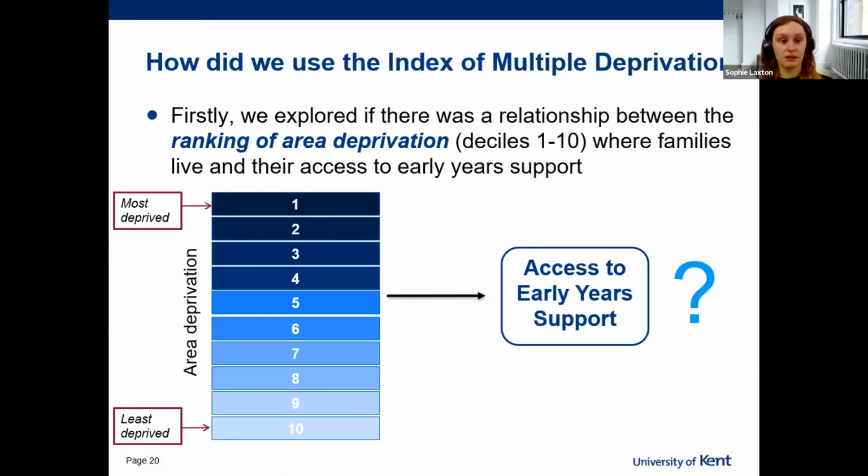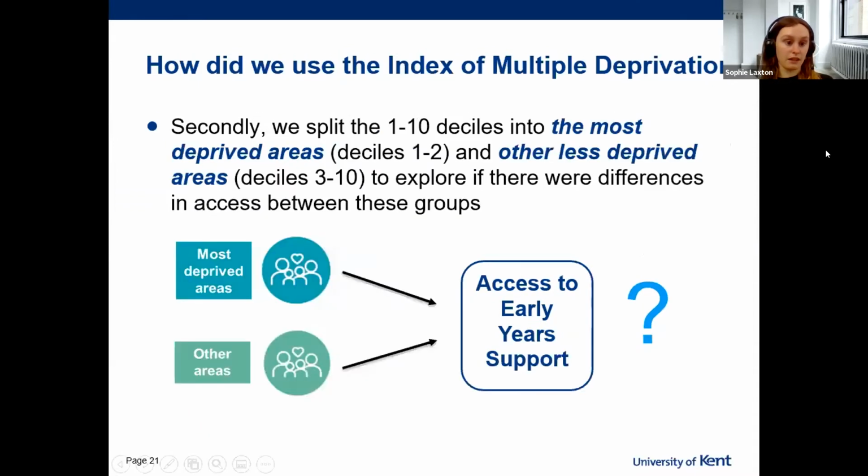We use the index of multiple deprivation in 2 ways. Firstly, we examine the deprivation deciles to get a measure of the area level deprivation. Families living in decile 1 would be living in an area with the highest level of area deprivation. By looking at these deciles, we could see if there was a relationship between area level deprivation where families lived and their access to support. We wanted to examine if access to earlier support would be different for families living in areas with different levels of deprivation.